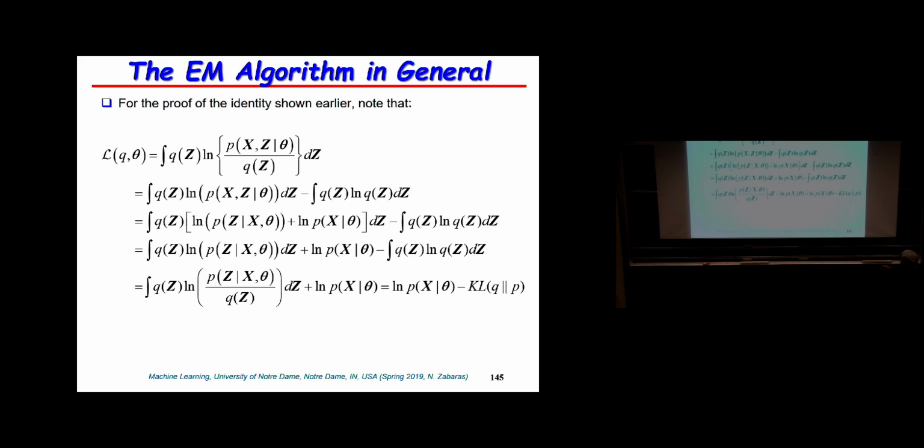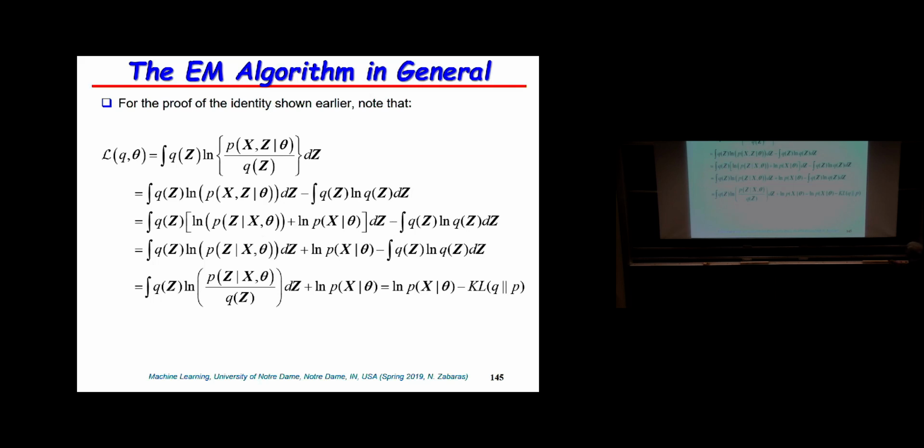All of this times Q of Z minus Q of Z log of Q of Z. So this doesn't depend on Z, so I can put it out of the integral. Integral of Q of Z dZ is equal to 1, assuming that Q is normalized. And then I have this nice term and this nice term. I can put them together, right? Q of log of the joint, Q of log of this is the posterior divided by Q of Z here, plus log of P of X and theta. And this by definition is minus the KL distance between Q and P.